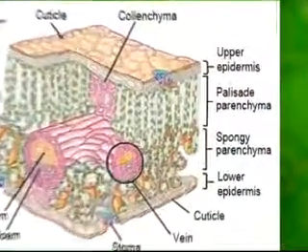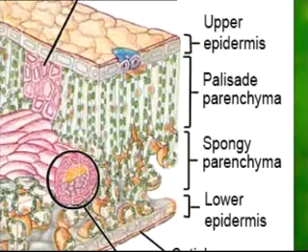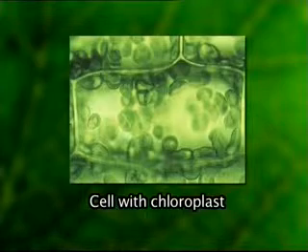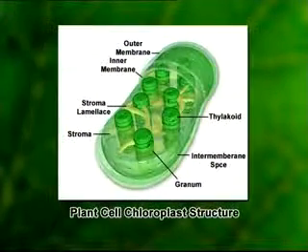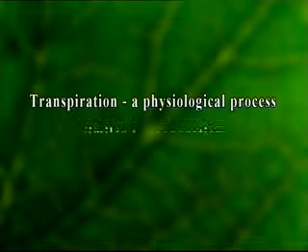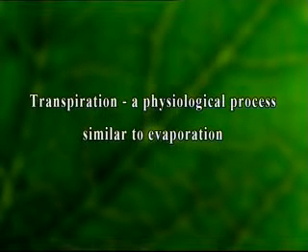Mesophyll cells are specialized for photosynthesis. These cells in the middle of the leaf contain many chloroplasts, the organelles that perform photosynthesis. Transpiration, which is associated with leaf internal structure, is a physiological process somewhat similar to evaporation.